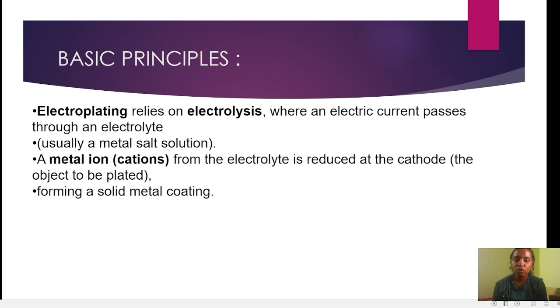Metal ions or cations from the electrolyte are reduced at the cathode. There are two types of ions, cations and anions. The cations will be reduced at the cathode, forming a thick and solid metal coating.